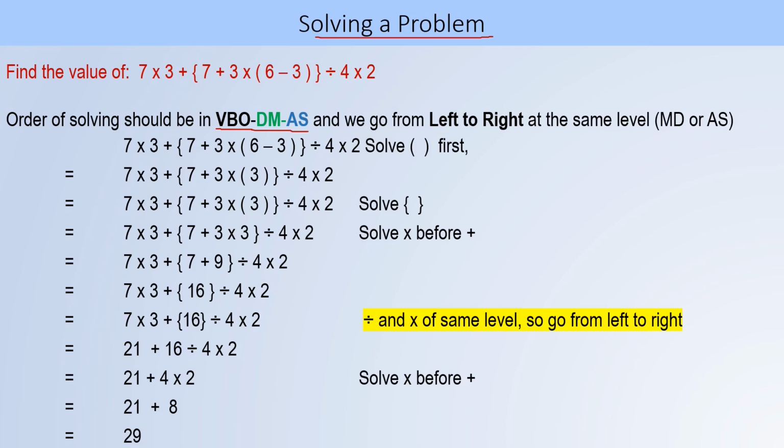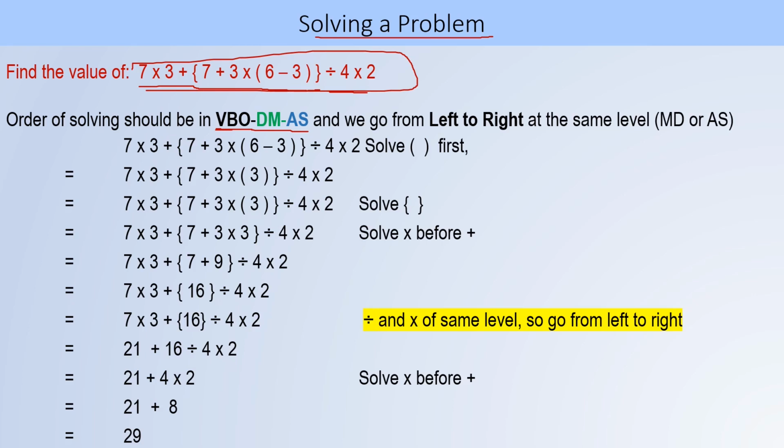Okay, so now let's try to solve a problem and see how we use the VBODMAS rule. We are given the expression: 7 multiplied by 3 plus curly bracket 7 plus 3 multiplied by parenthesis 6 minus 3 parenthesis close, curly bracket close, whole divided by 4 multiplied by 2. We shall start solving this, and first of all we look for a vinculum bar. There is no vinculum bar in this given expression, so we go to the brackets.